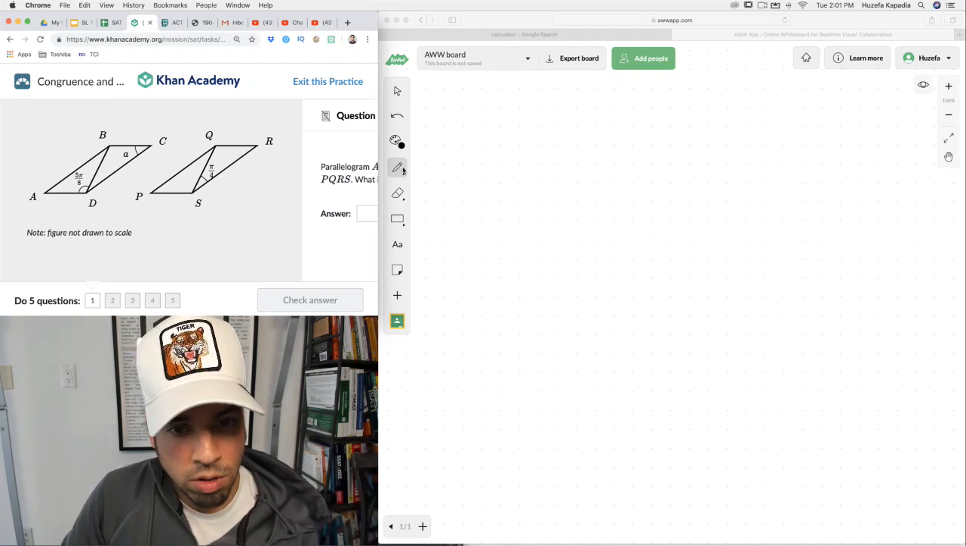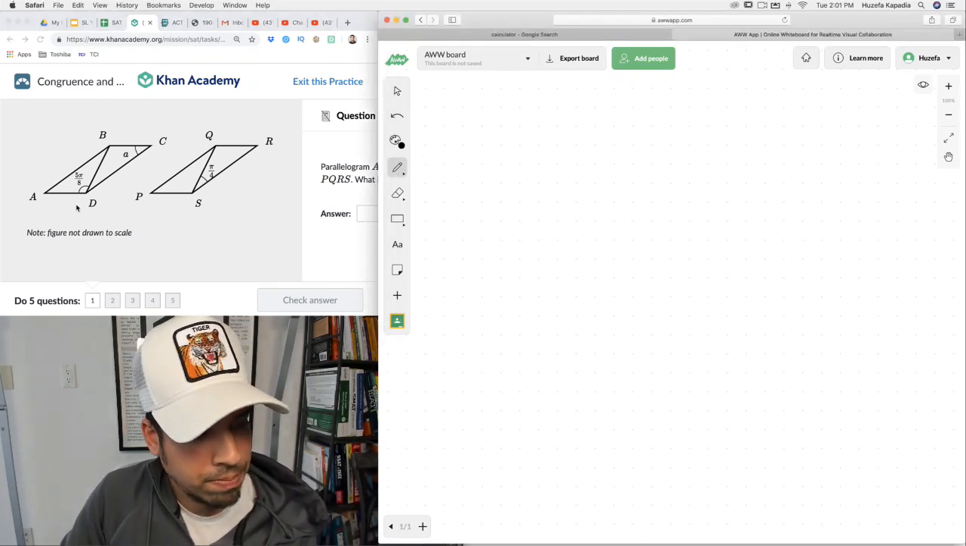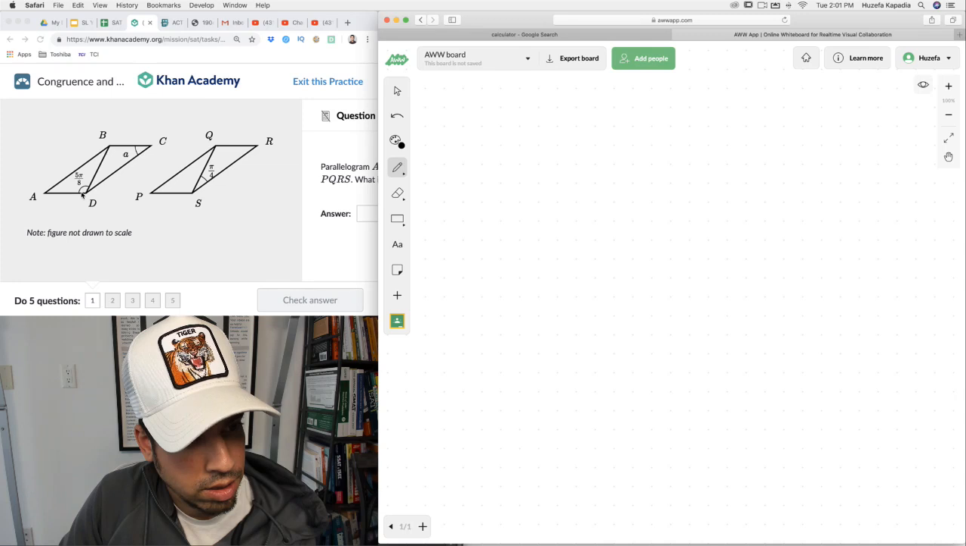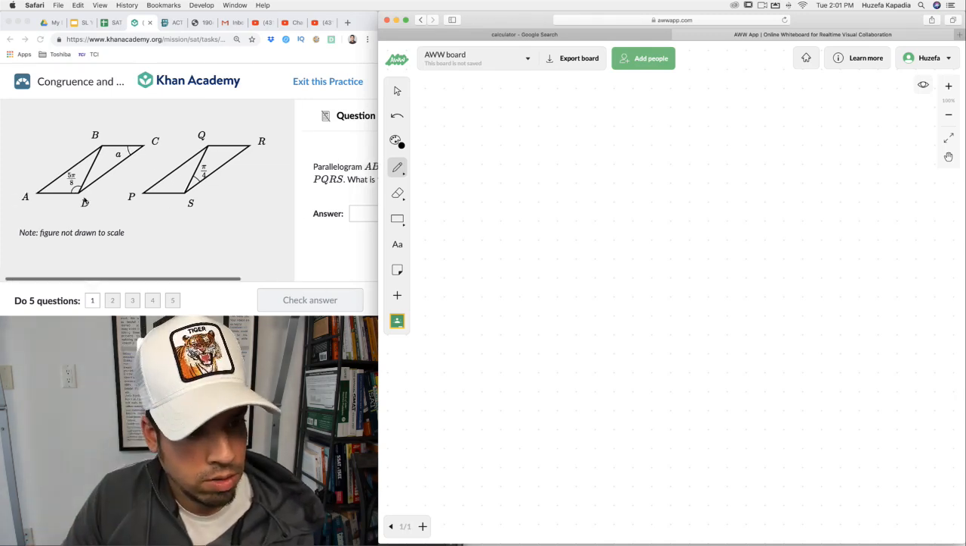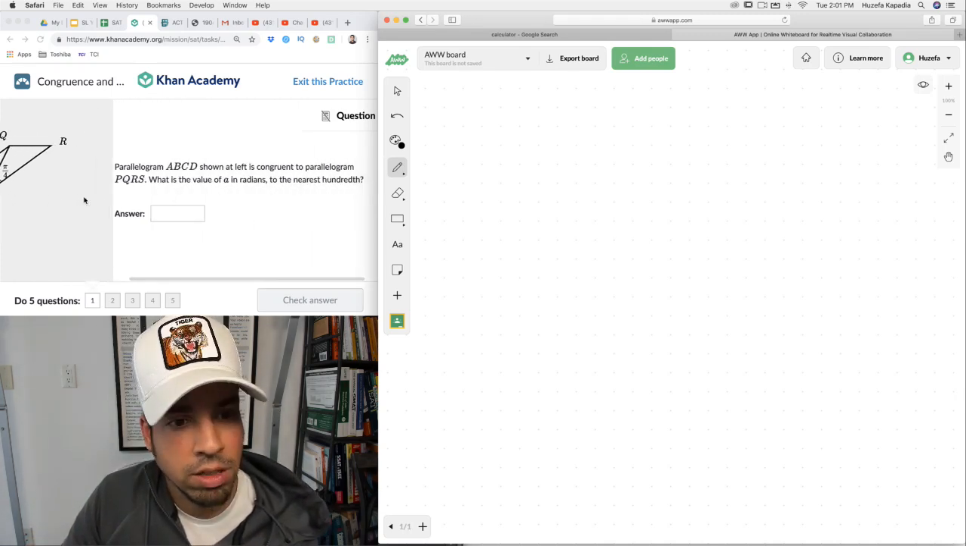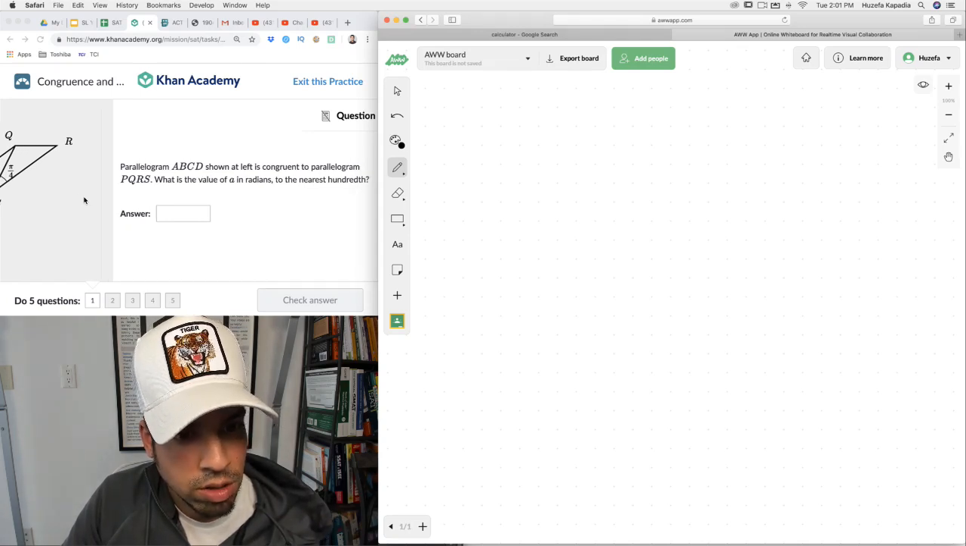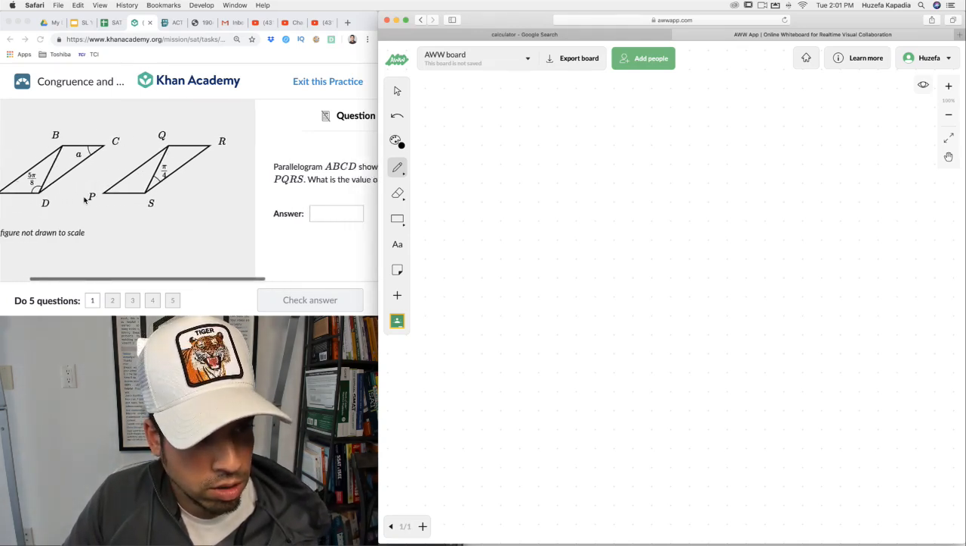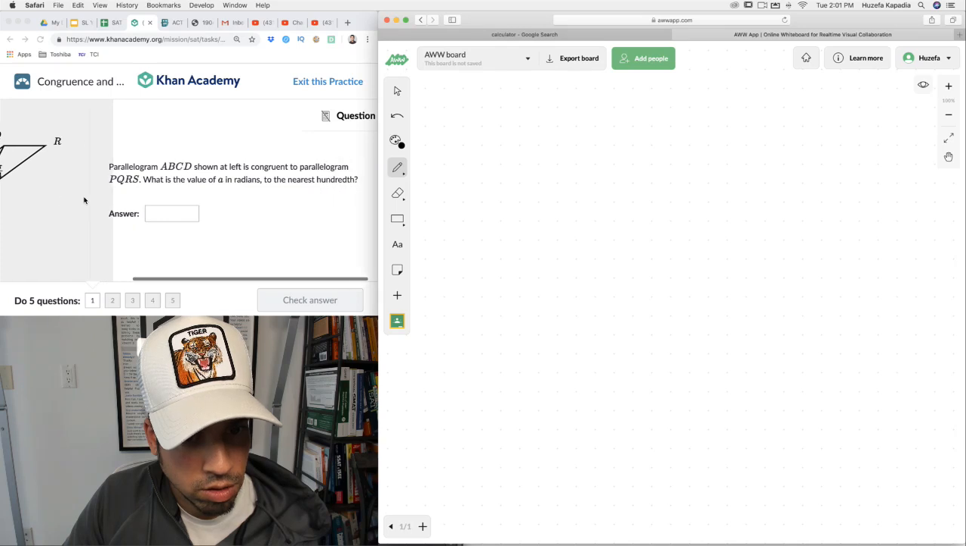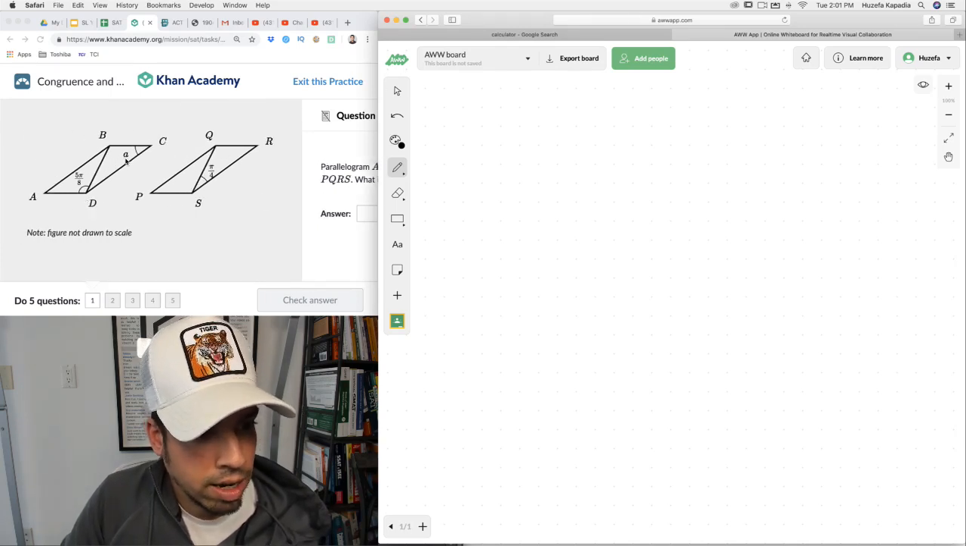Question number 1. So we've got, let's see, two shapes. I assume they're similar or congruent. Parallelogram A, B, C, D. All right, so they're both congruent. They're equivalent. What is the value of A in radians to the nearest hundredth? Okay, so we got to solve for A, and it's got to be in radians.